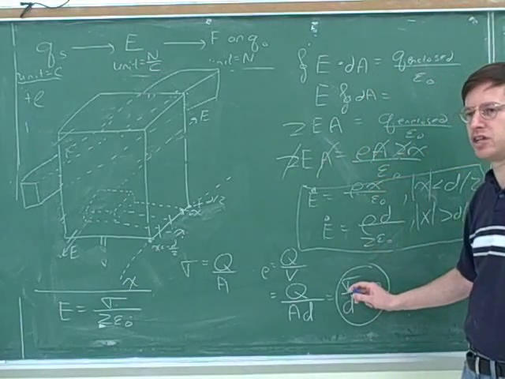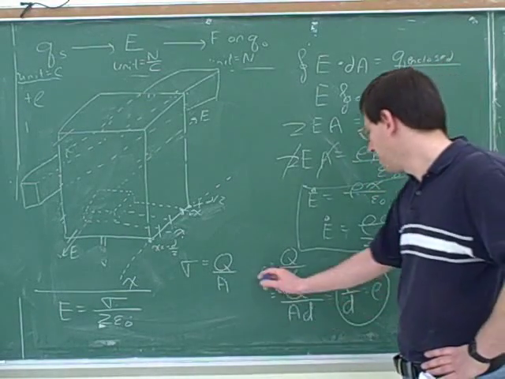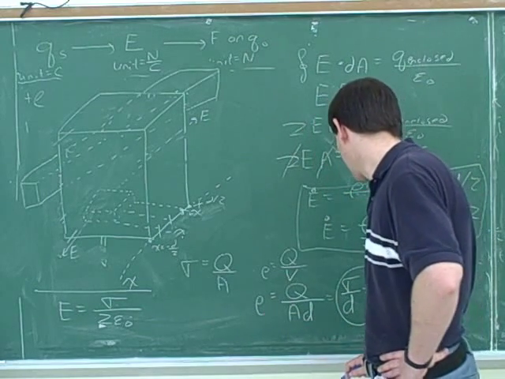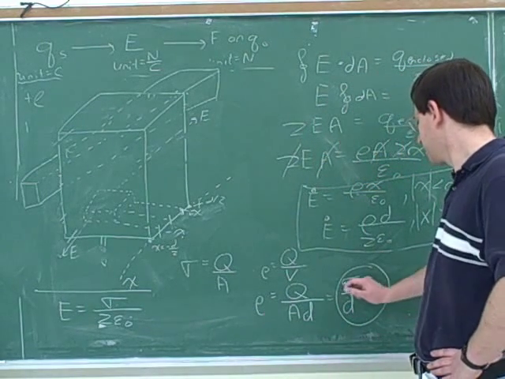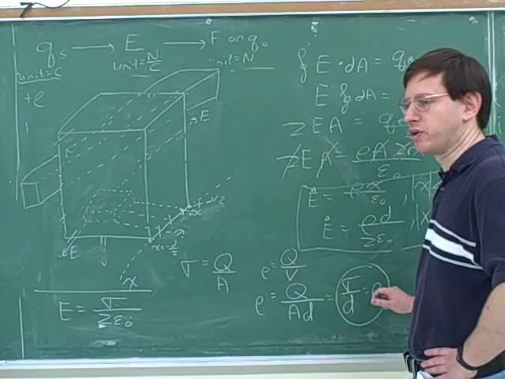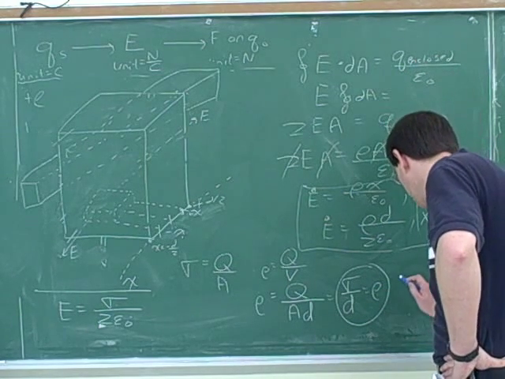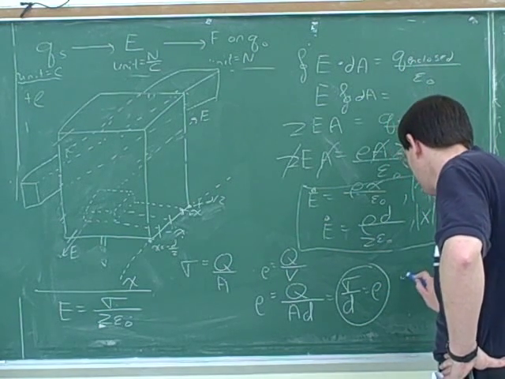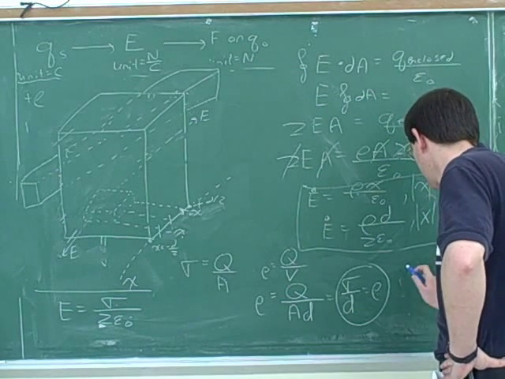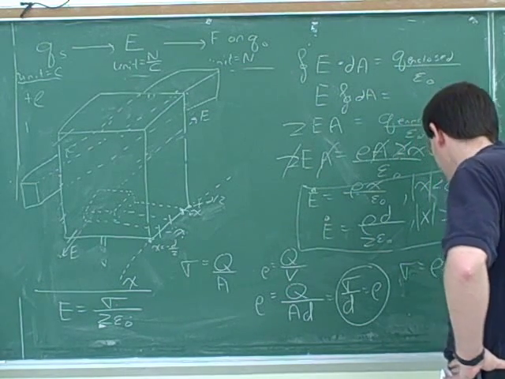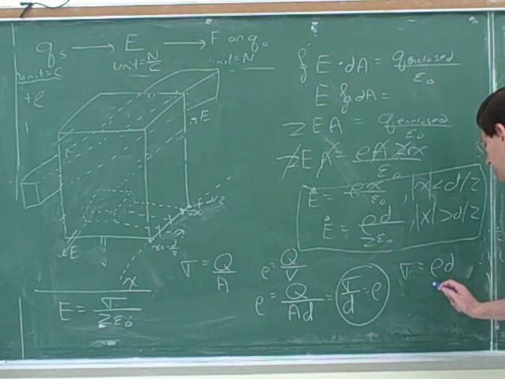So now we can see the relationship between sigma and rho. This term here is rho, so sigma divided by d equals rho. Or sigma equals rho times d. You can see this from units as well.